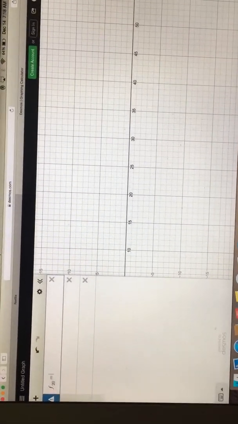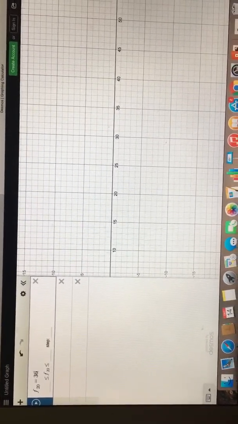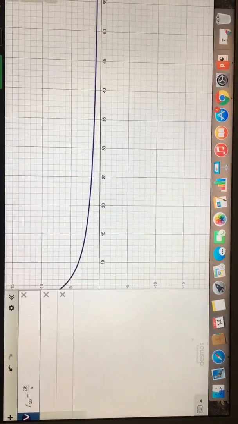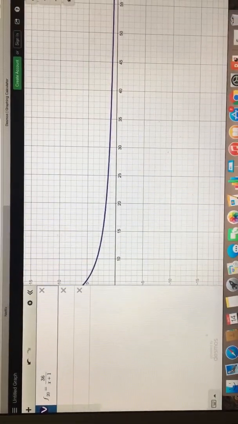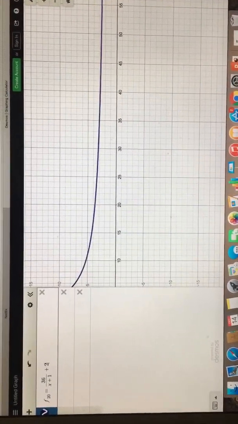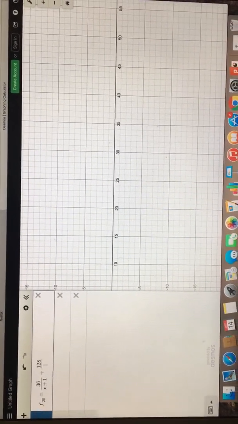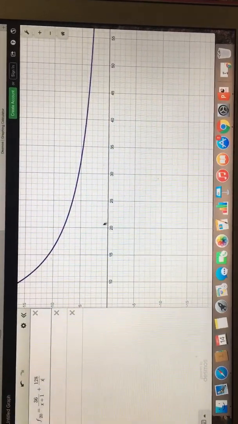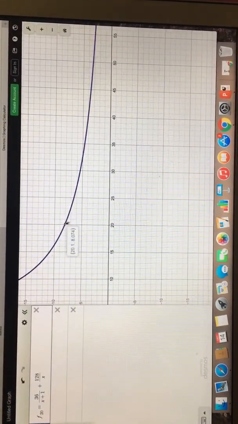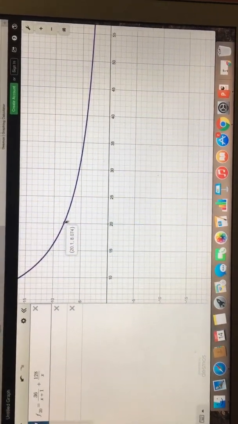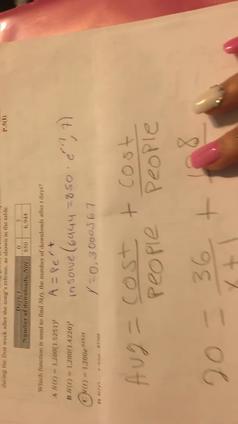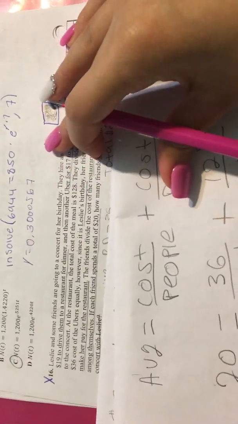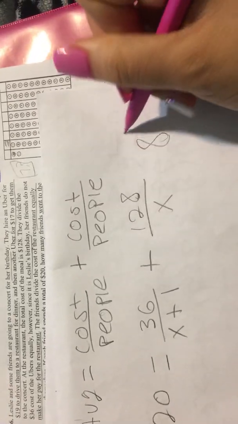Now we're going to plug in our other information, which was 36 for the Uber. Make that into a fraction, and you put x plus 1. We can already see it's getting ready right here, and then we put a plus 128, and then just x. So we come over here, we see this 20, and we come to this point, and we see right there that it's 8. Obviously we're talking about persons, so we round off and leave it as 8. So the correct answer is that the total friends that went to Leslie's birthday was 8 people, 8 friends. So we put that 8 is the answer.